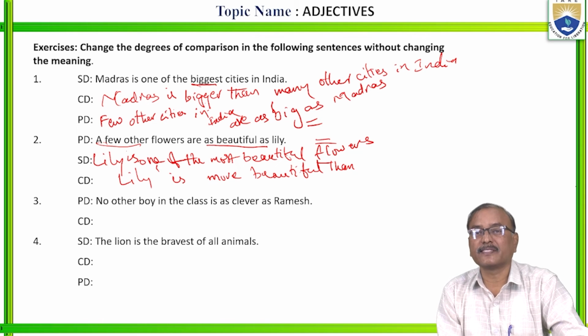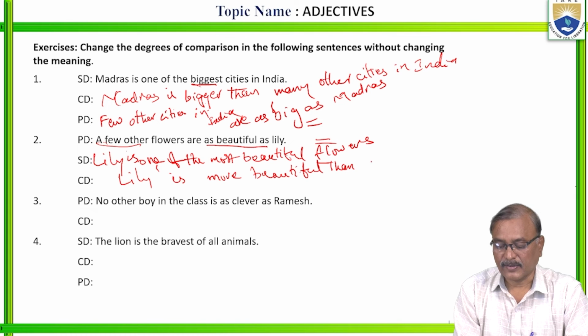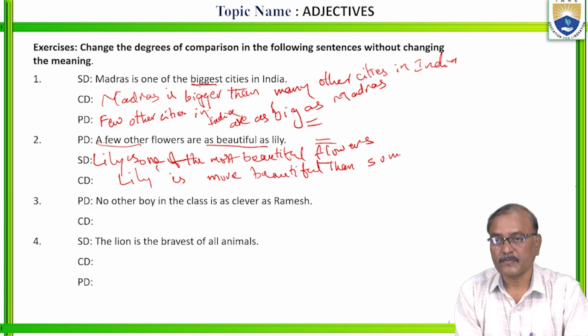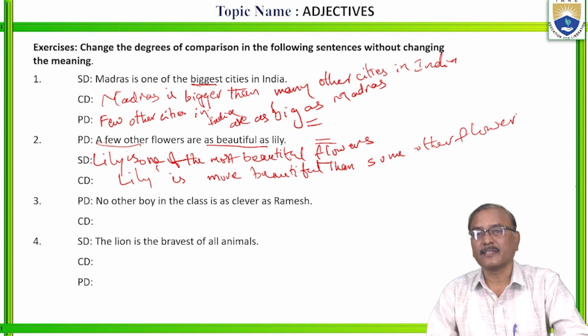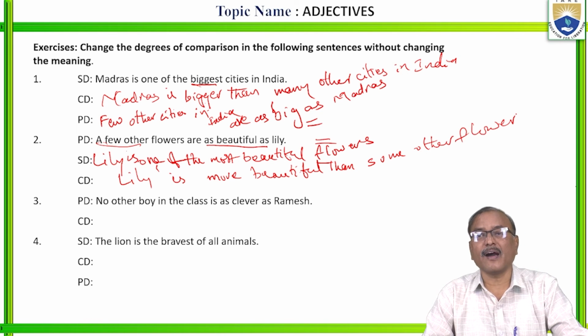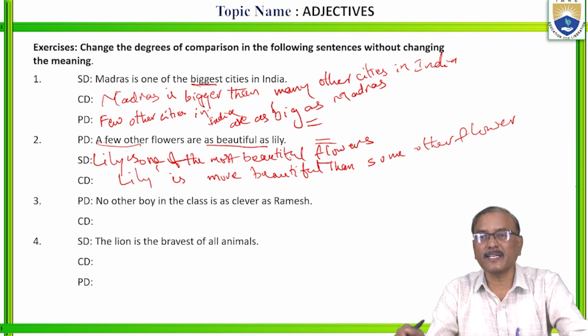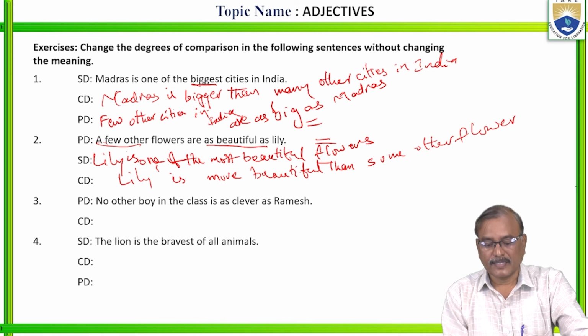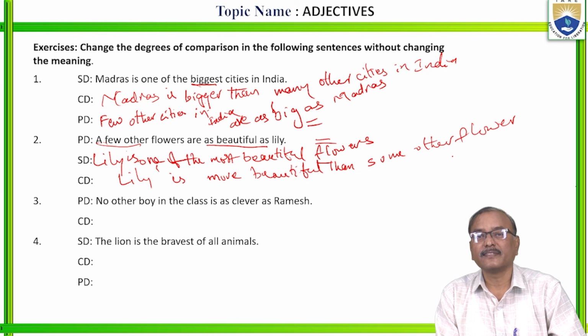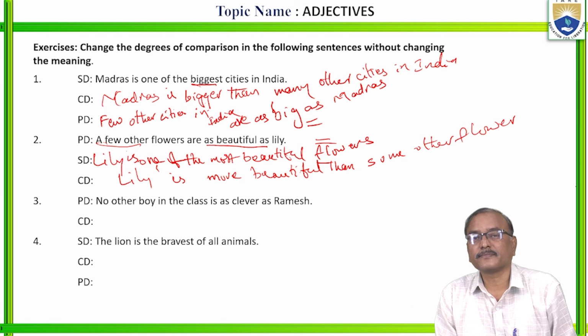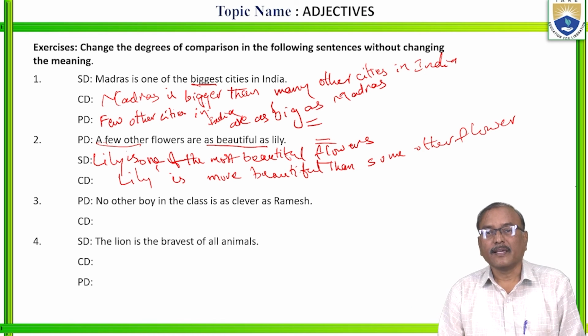Some other flowers or many other flowers. Okay. We can't say all other flowers. Lily is more beautiful than all other flowers, we can't say, because some are equal, no? That's why lily is more beautiful than some other flowers. Right? We have to think like this. Next.